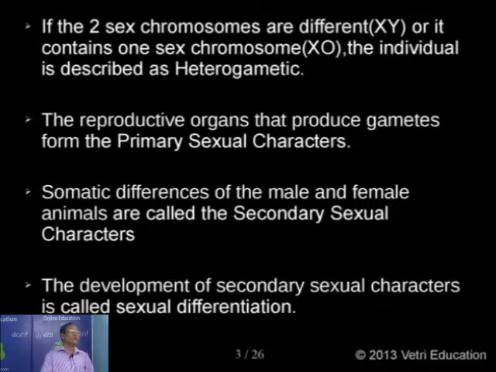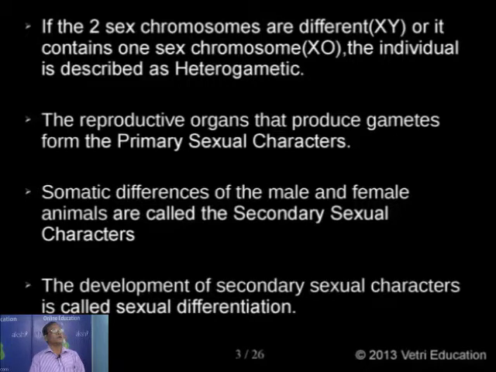Normally such characteristics are found inside the body. To know whether the individual is male or female, we need certain characters, and for that we have somatic differences, the physical differences. So the somatic differences between the male and female sexes constitute the secondary sexual characters. For example, the presence of a beard in the case of male, which is absent in female; the presence of breasts in the case of female, which are absent in male. These are called body physical differences or somatic differences, what we call sexual dimorphism.